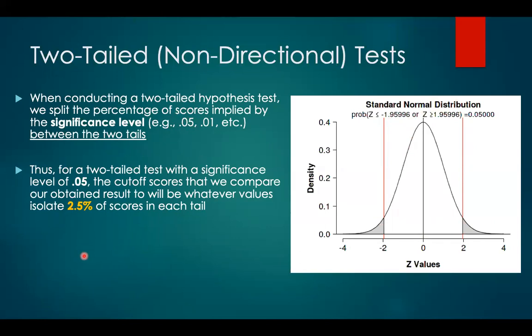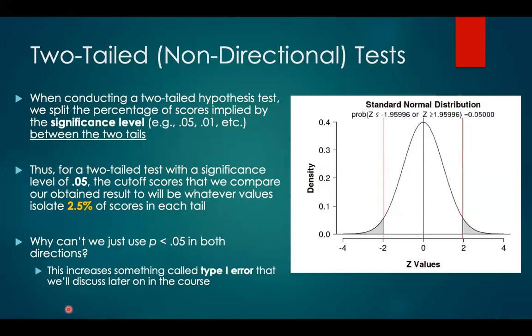Right, so for a two-tailed test with a significance level of 0.05, the cutoff scores that we compare our obtained results to will be whatever values isolate 2.5% of scores in each tail. So why can't we just use 0.05 in both directions? Well, this increases something called type 1 error that we're going to discuss at a later point during the course. But for now, if we were to do this, this essentially makes our findings somewhat less reliable.